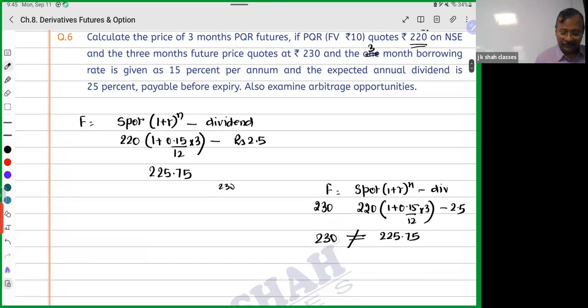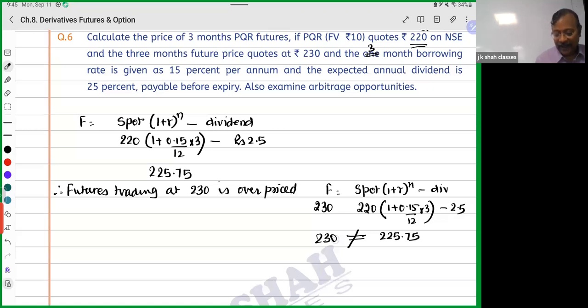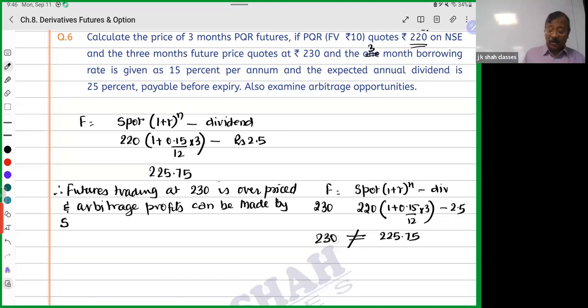Okay, now, therefore futures trading at 230 is overpriced, right? And arbitrage profits can be made by... what will you do? Okay, I mean, there is another way of understanding this.